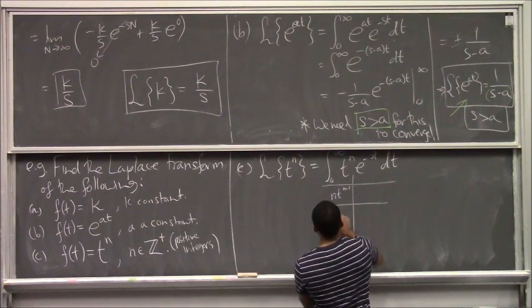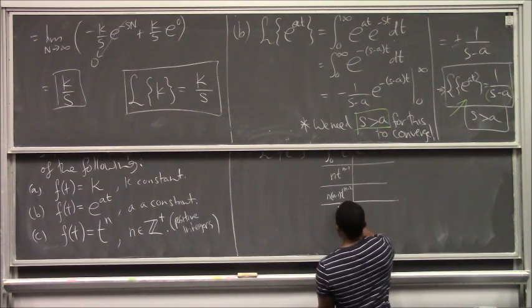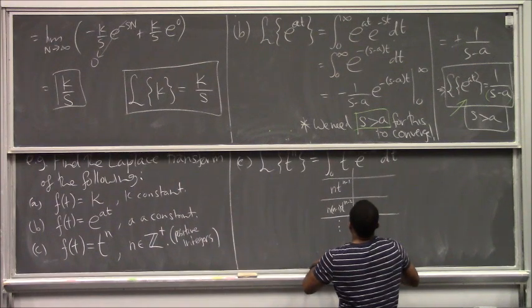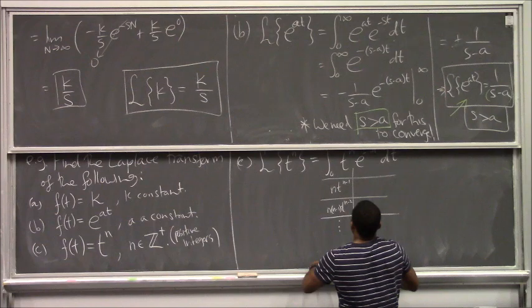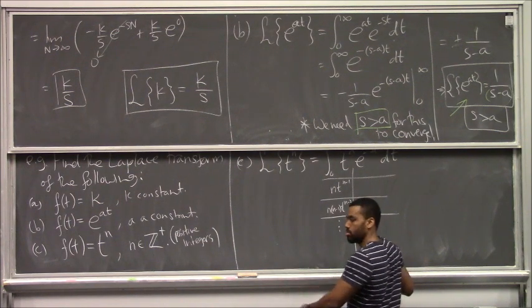Can't you just rewrite t to the n as e to the natural log of t to the n? Natural log of t. And then you could write t to the n as e to the natural log of t raised to the power of n. Then you move the n outside, and you could add the two e's, and then you could figure out from there. I don't really think that's going to be much simpler than this, but that seems like a fair option.